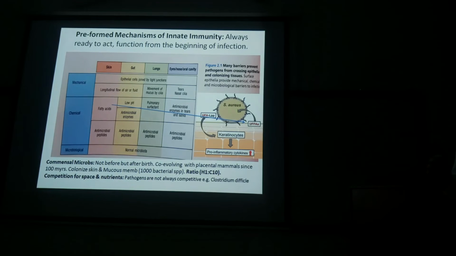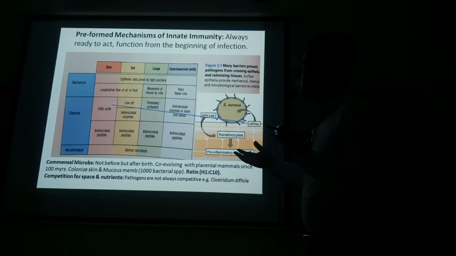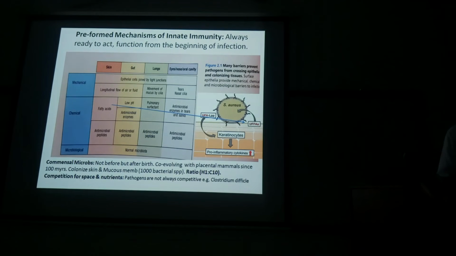And they colonize the skin and the mucous membrane. If you look at the composition, there are different microbes, but mostly you can say different bacterial species that have been characterized include 1,000 different bacterial species that associate with your skin and the mucous membrane of your internal organs.